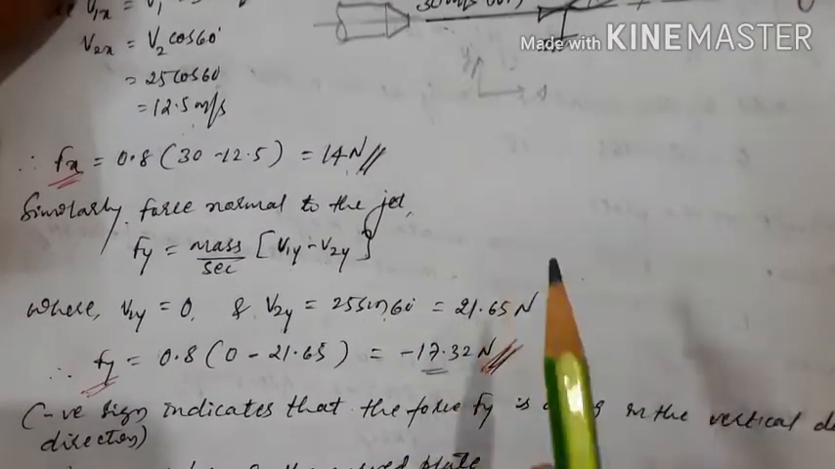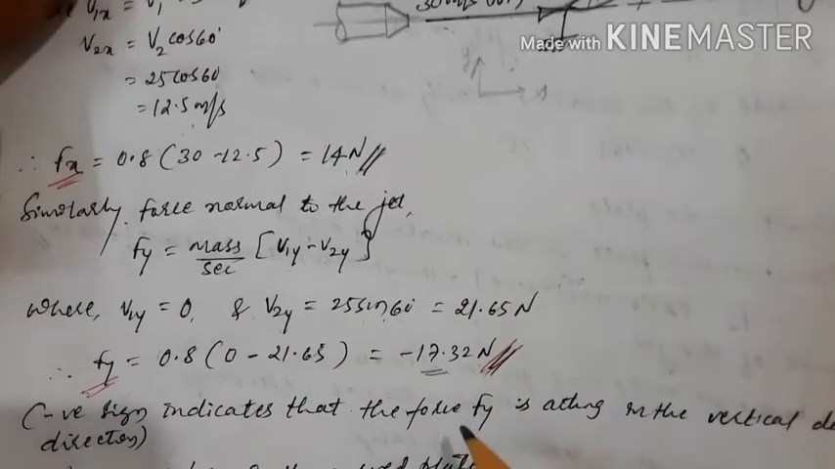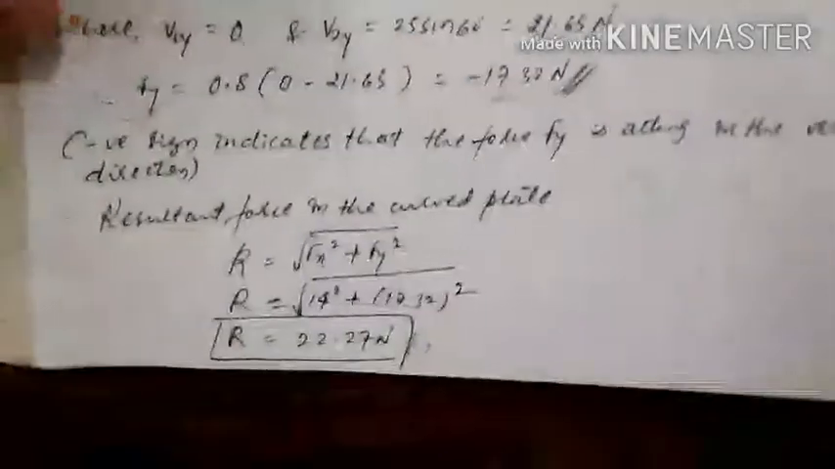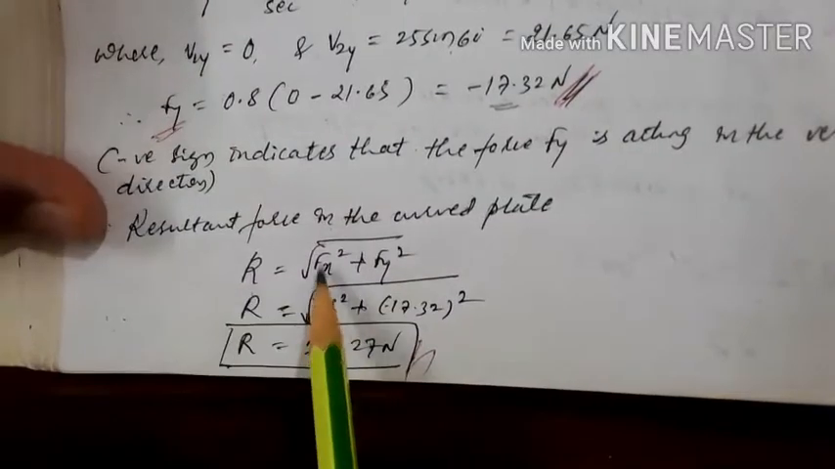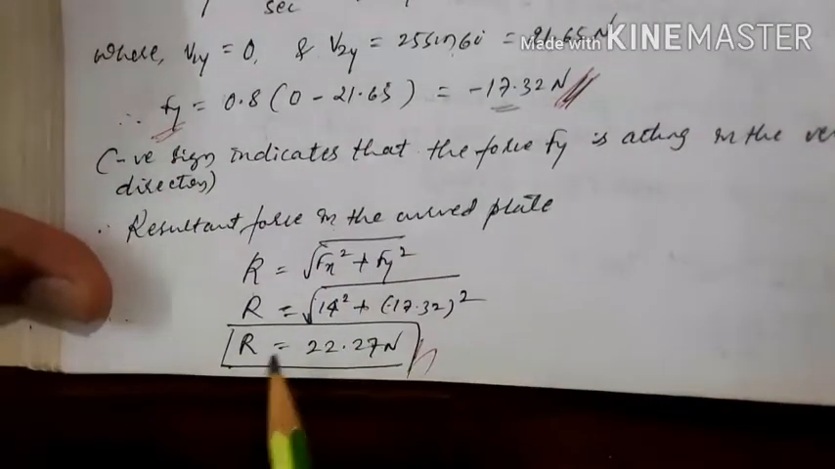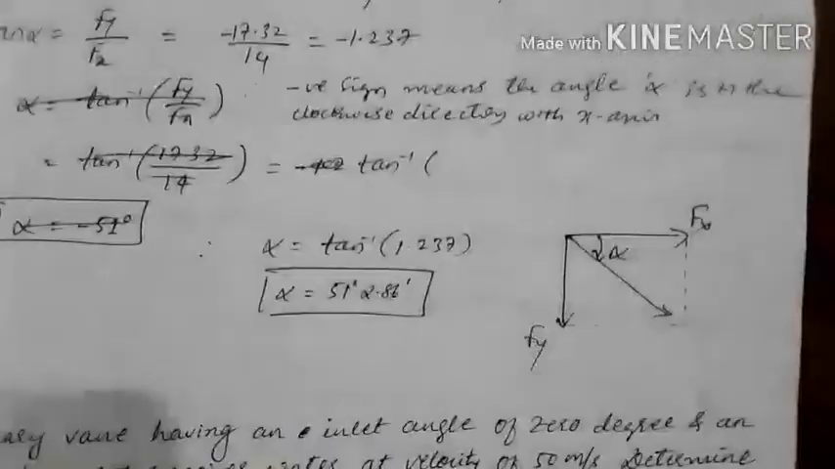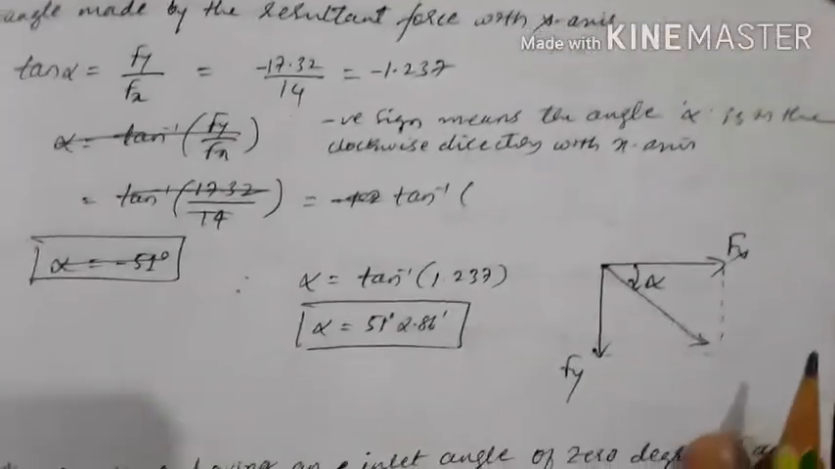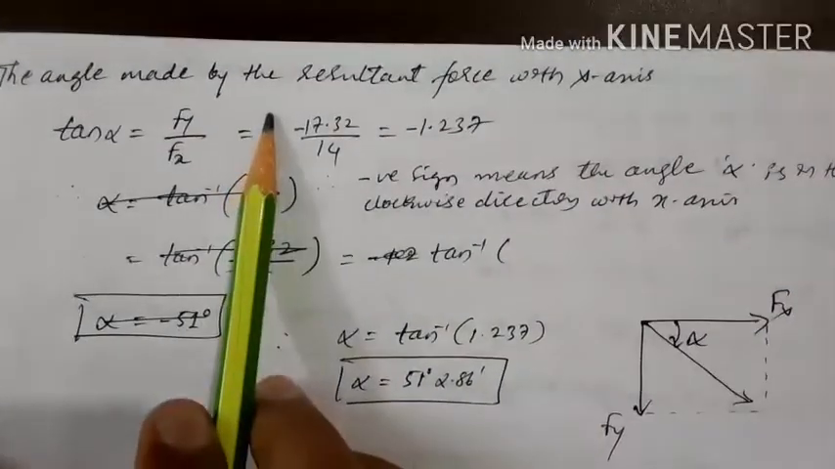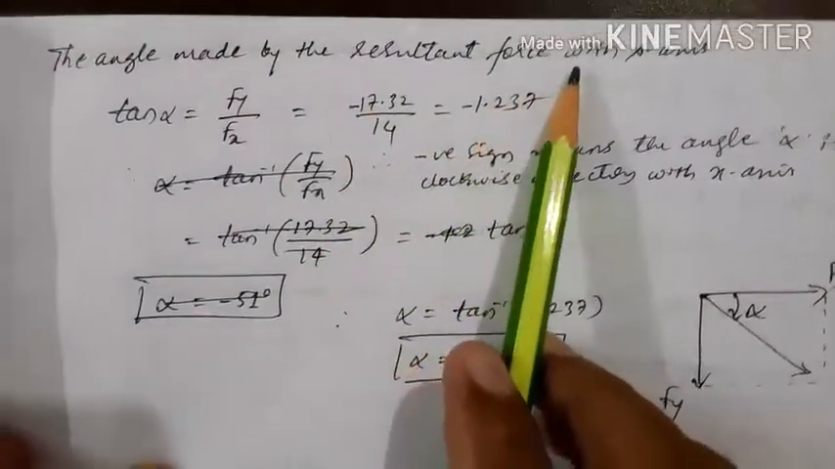That minus sign indicates the force acts vertically downward. Then the resultant R is equal to the root of Fx square plus Fy square, so the resultant will be 22.27 Newton. Then we calculate the direction of the resultant.